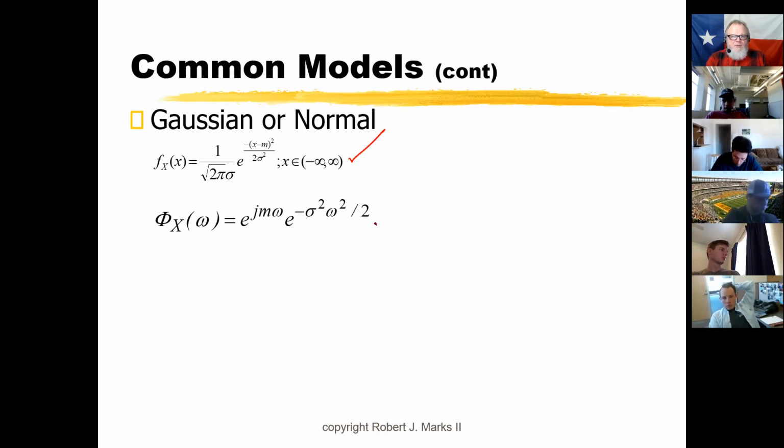And it turns out that the Gaussian has an interesting property that it is its own Fourier transform. If you Fourier transform a Gaussian, you get a Gaussian. And that's what we have here. We have a Gaussian with respect to x. Here we have a Gaussian with respect to omega.